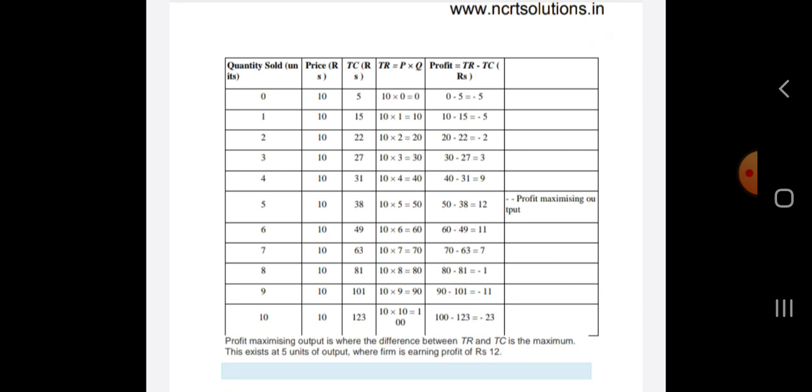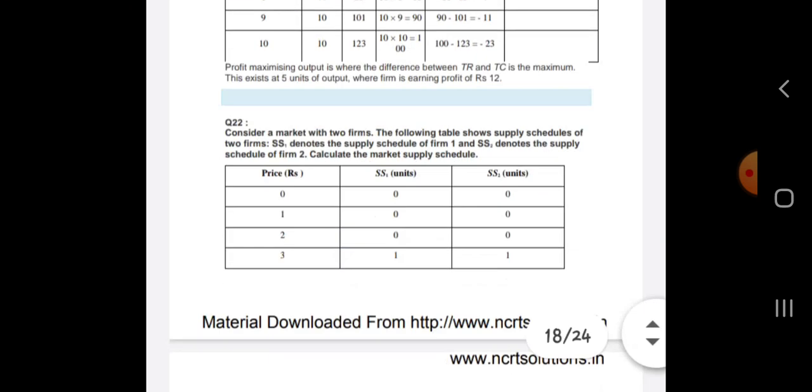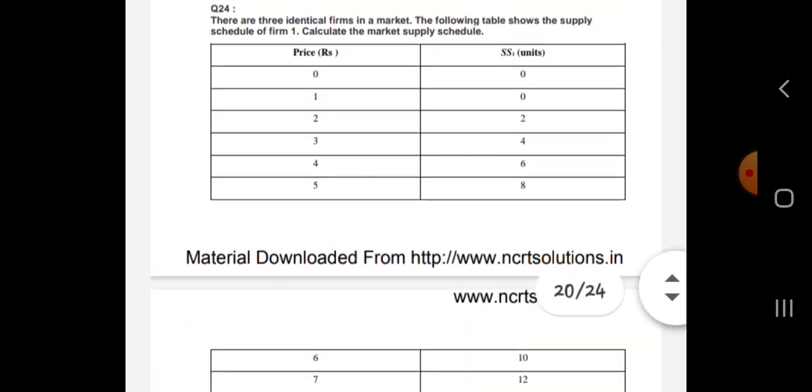Like that only, by using TR, TC, price and profit, we have to solve this. So TR I explained is P into Q, TC and price will be given there, and profit is equal to TR minus TC. If you subtract TC from TR, you will get the profit. That is the only formula you have to use to find the answer.